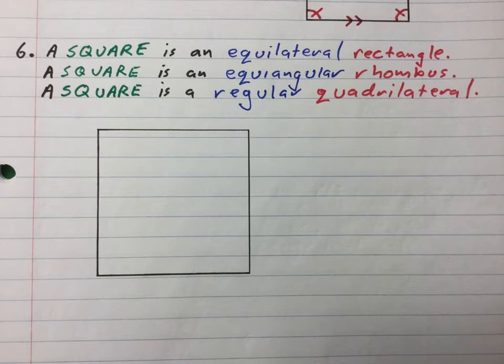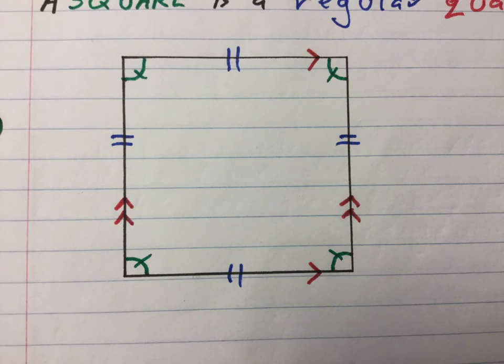Or we could say it's an equiangular rhombus, where all the angles are the same and all the sides are the same. A more compact way to say that is a square is a regular quadrilateral. So make sure when you mark your square, you mark all the sides congruent, the opposite sides parallel, and the angles congruent.